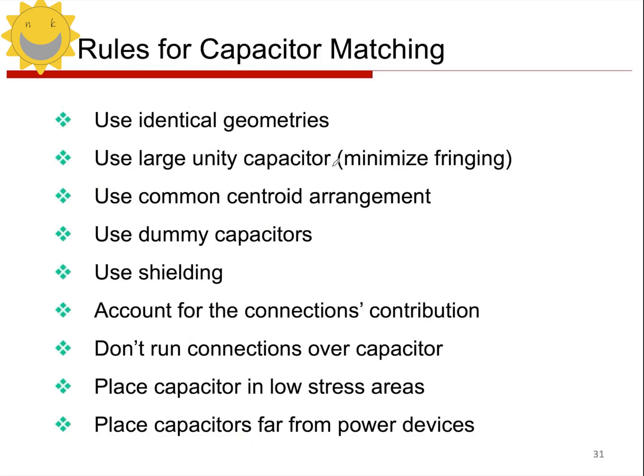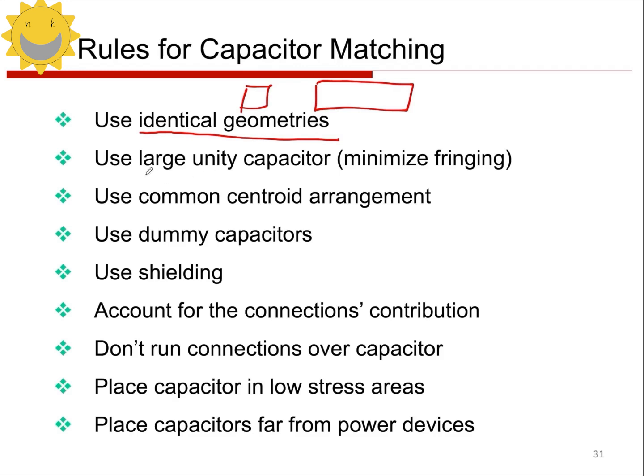So let me summarize the principles we should follow when matching capacitors, right? There are several principles. Let's look at them one by one. The first one is that they must have the same geometric dimensions. In other words, the two capacitors must have the same appearance to match. For example, if I have one capacitor that is square, and then I switch the other capacitor to a rectangular shape, trying to match these two would be very difficult, right? They must have the same geometric shape.